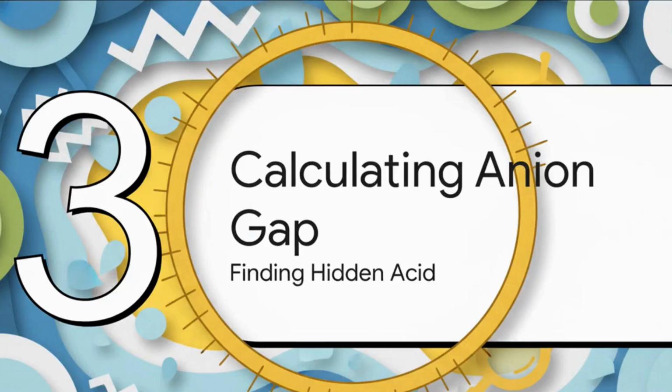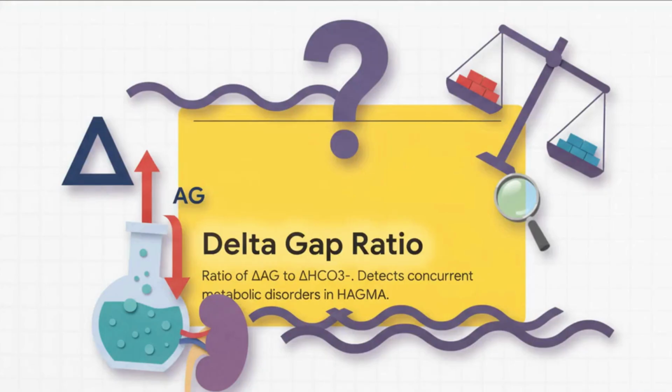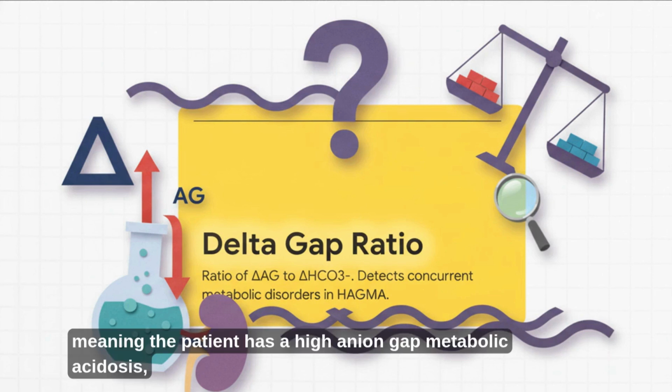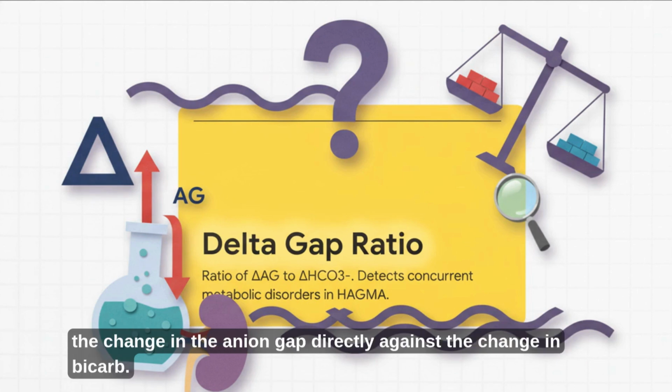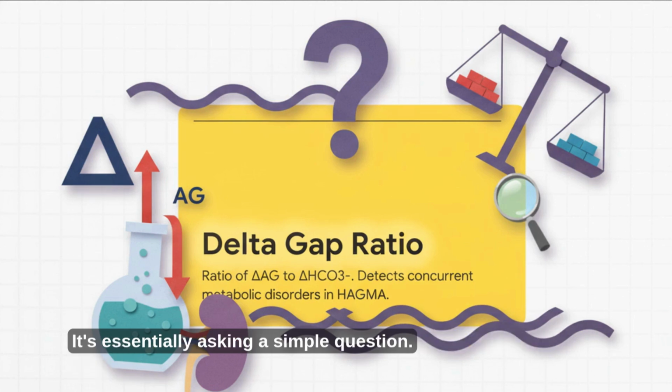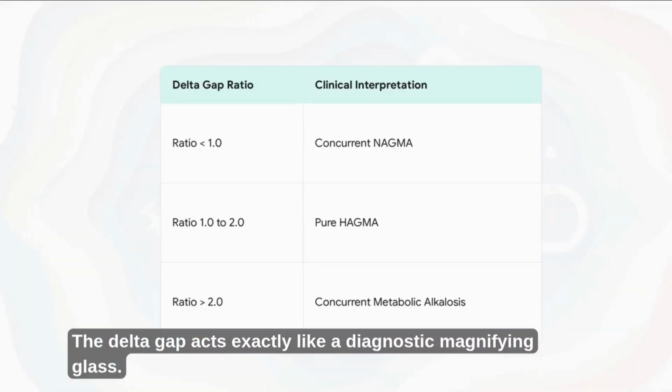Section 3, calculating the anion gap to find hidden acid. Now, if you find an elevated anion gap, meaning the patient has a high anion gap metabolic acidosis, or HAGMA for short, you move immediately to step 5, which is the delta gap. The delta gap ratio compares the change in the anion gap directly against the change in bicarb. It's essentially asking a simple question: does the rise in the gap fully explain the fall in the bicarb? The delta gap acts exactly like a diagnostic magnifying glass.